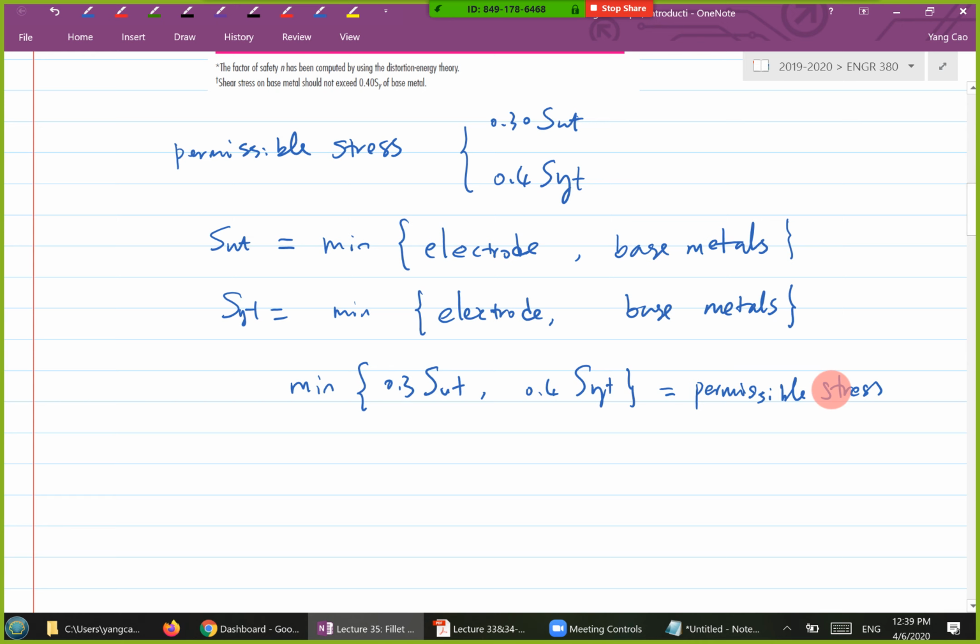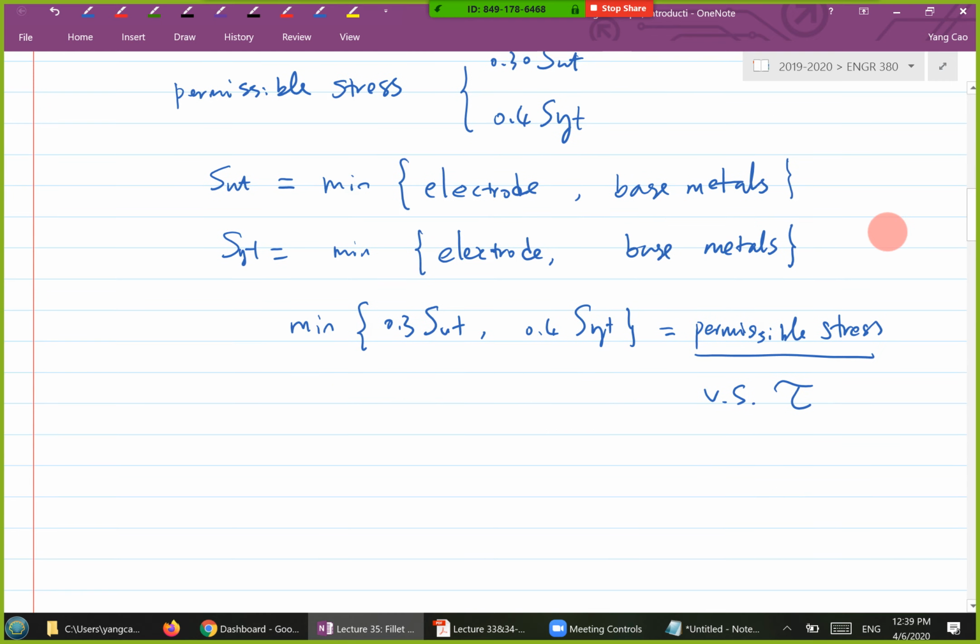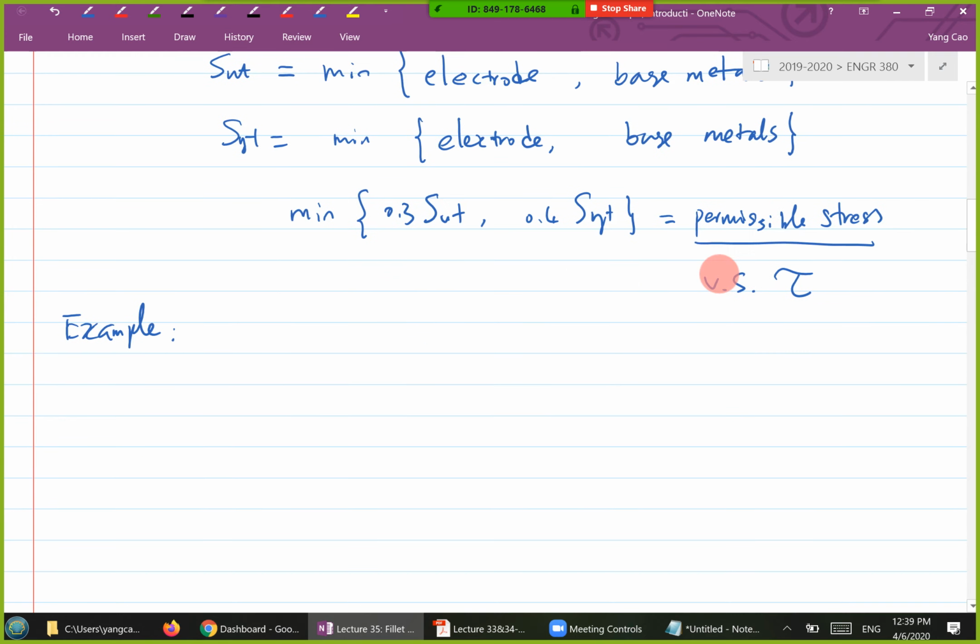Okay. So let's look at an example here. This permissible stress, you'll compare with the shear stress tau. That's the process. Compare this with this and see if you get a safety or not. Okay, so let's take an example. Feel free to ask questions. In this example, I'm going to look at a fillet weld, and we're going to join basically two different plates.